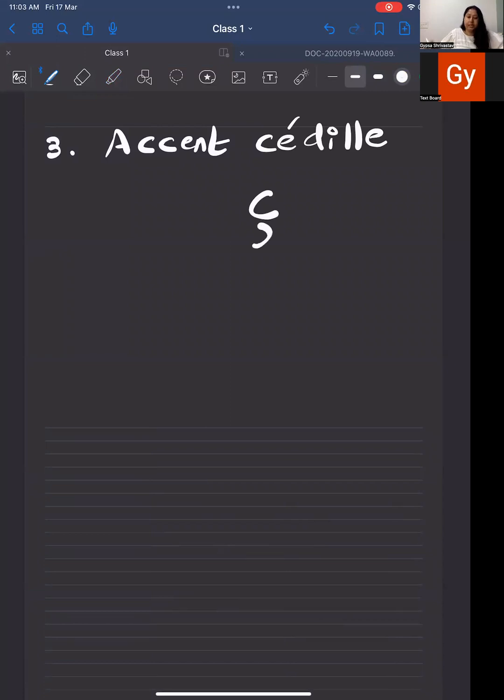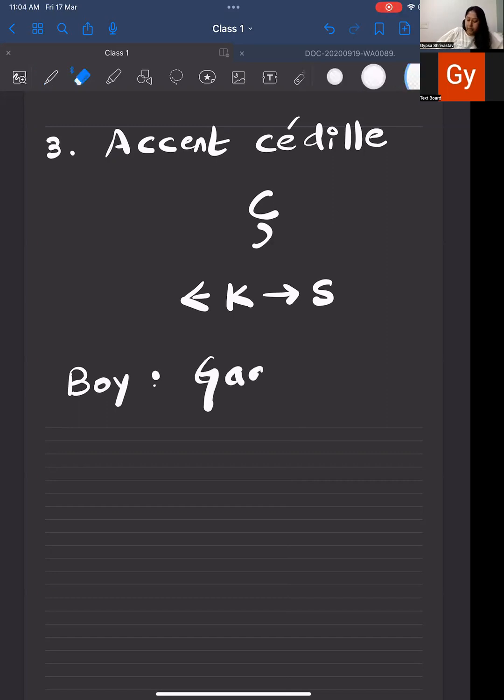It's an inverted C. Now, if you notice, most of the words that begin with C, even in English, have a K sound. For example, candle, continue, call, commence. Most of these words give a K sound. What this accent does is it converts the K sound into an S sound. Supposing the word for boy, we write garçon.